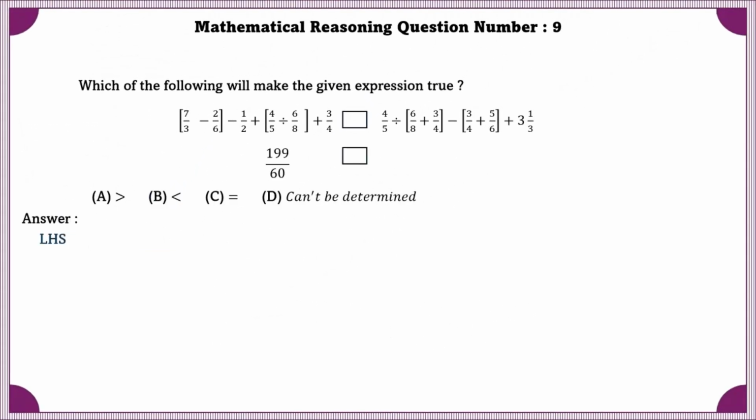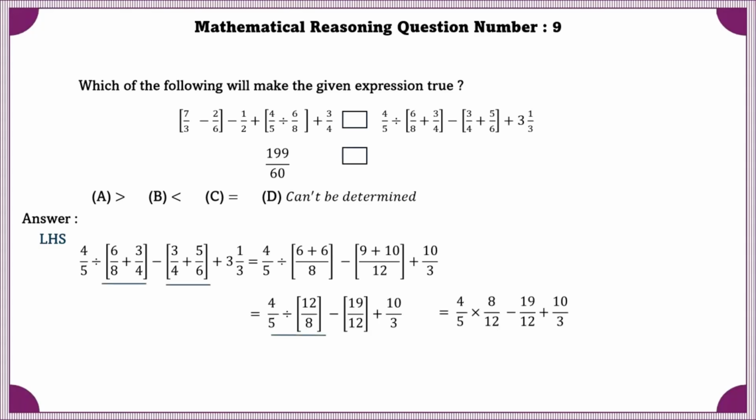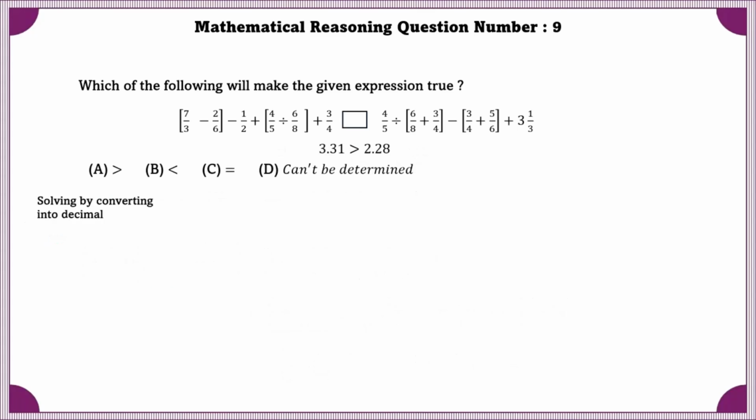Now let us move on to the LHS. Let us take the brackets and then simplify. After the bracket, according to the BODMAS rule, we will go to division. After doing division, we will get 4 by 5 into 8 by 12 minus 19 by 12 plus 10 by 3. So simplifying, the answer will be 137 by 60. As we can see here, 199 by 60 is greater than 137 by 60. We can also solve this problem by converting into decimal. Here's how.